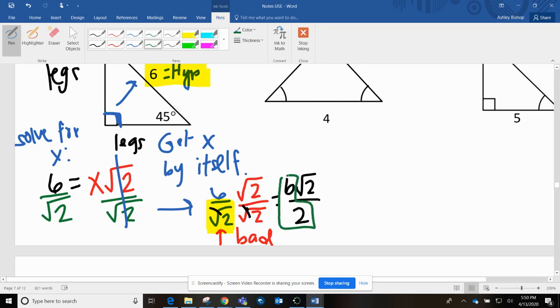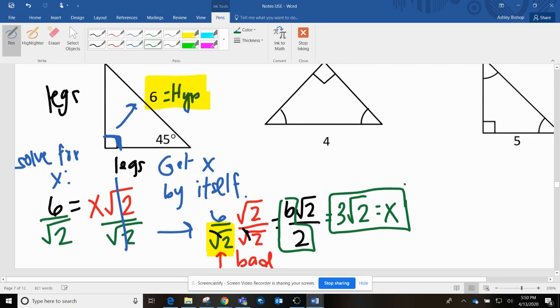6 divided by 2 is a nice number. That's 3, and so I have 3 times the square root of 2, and that's what x was equal to. So x is equal to 3 times the square root of 2. And so what that means is I have my hypotenuse is equal to 6, but then x is equal to 3 times the square root of 2, and my legs are equal to x. So this leg is equal to 3 times the square root of 2. And this leg over here is equal to 3 times the square root of 2.